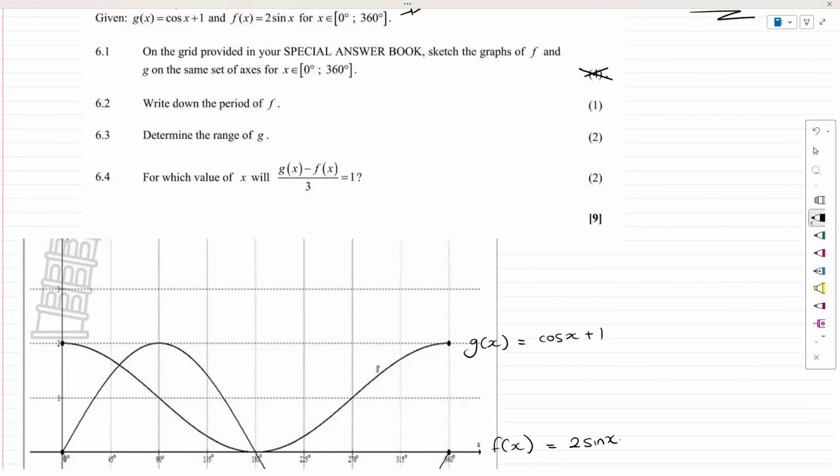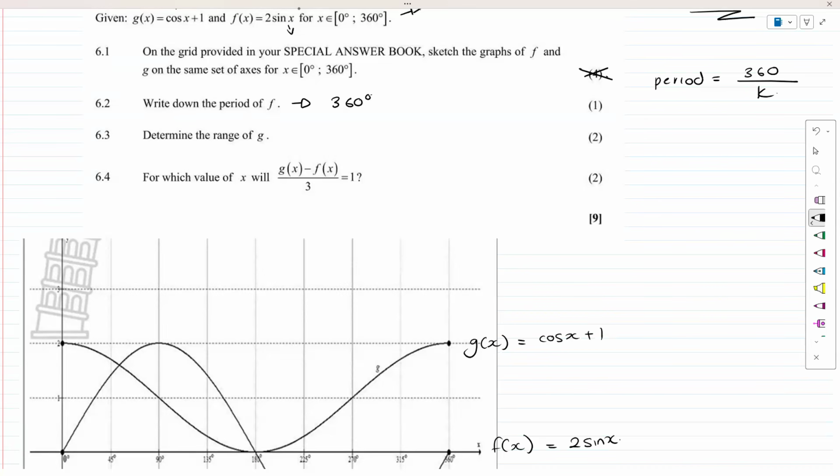Write down the period of g. Guys, again, the period of the graph will be 360 divided by the value in front of x. Now, if we go to the f graph, the number in front of x is 1. It's an invisible 1. So the period is just 360 degrees, right?